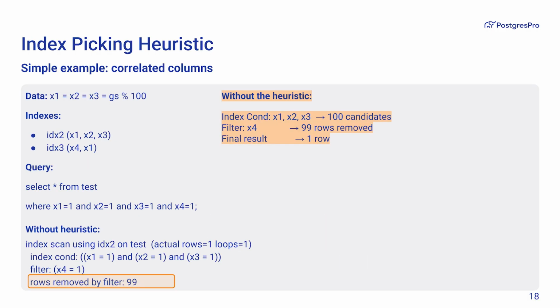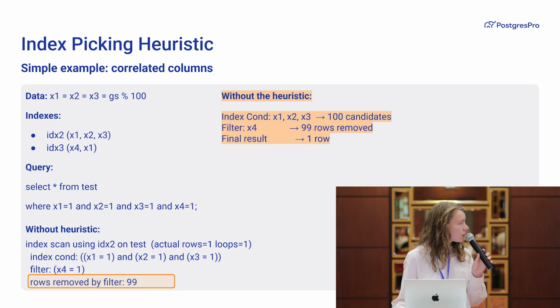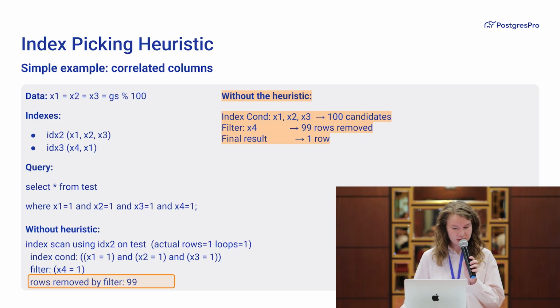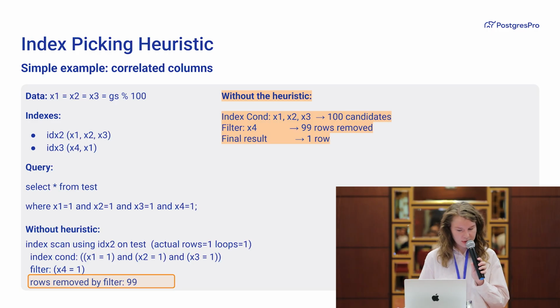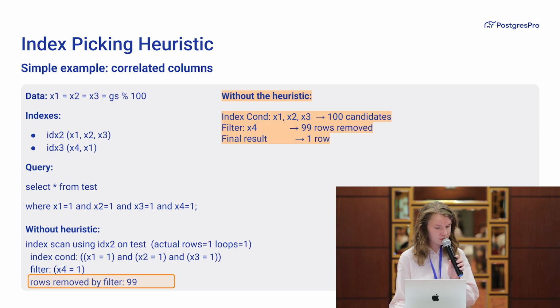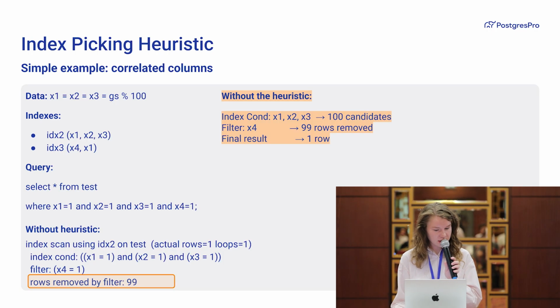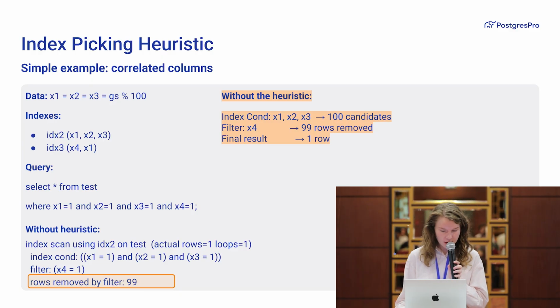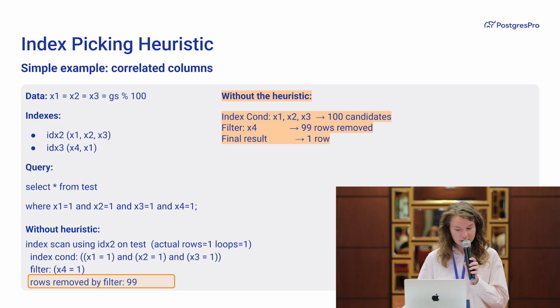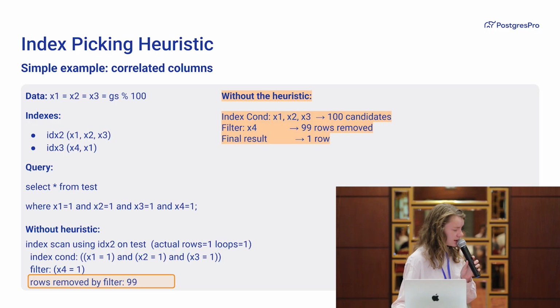Now let's look at a small example. Here we can see 4 columns, 3 of them are correlated, and the query has 4 equality predicates. At first glance, the index on the first, second, and third columns looks very good, but because these columns are correlated, the second and third don't really narrow the result of the first. This is why the planner may think the index is very selective, while in practice another index is better.